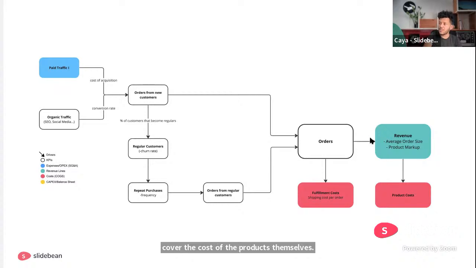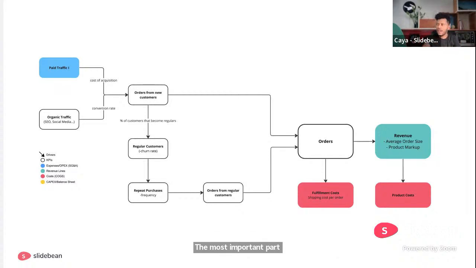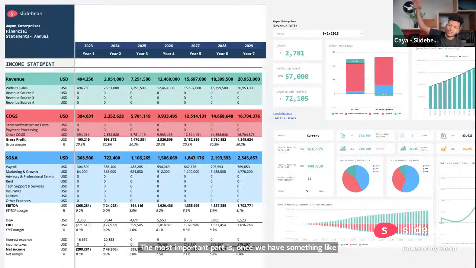But at the same time, we also have this path down here where we have orders from new customers and some of these customers become regulars, right? They'll come in and make the orders, and we can track that. And mapping this into this visual board, this flow chart situation, is, I think, rather simple. It's also a really good exercise to understand how your business works, what drives it, how it connects. And the most important part is once you have something like this, connecting this on a spreadsheet is actually pretty simple. And the end result could be something as complex as this, right?